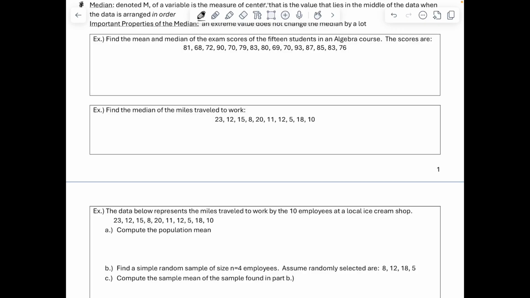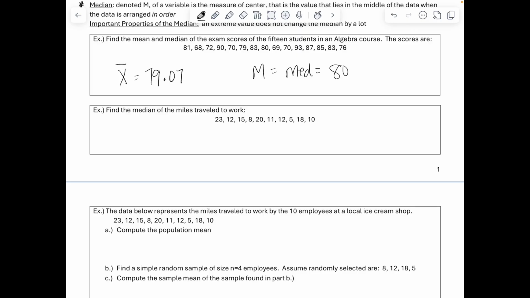From the calculator, we get that x̄, since this is a sample, is going to be 79.07, rounding to 2 decimal places, and M, which is our median, is going to be 80.